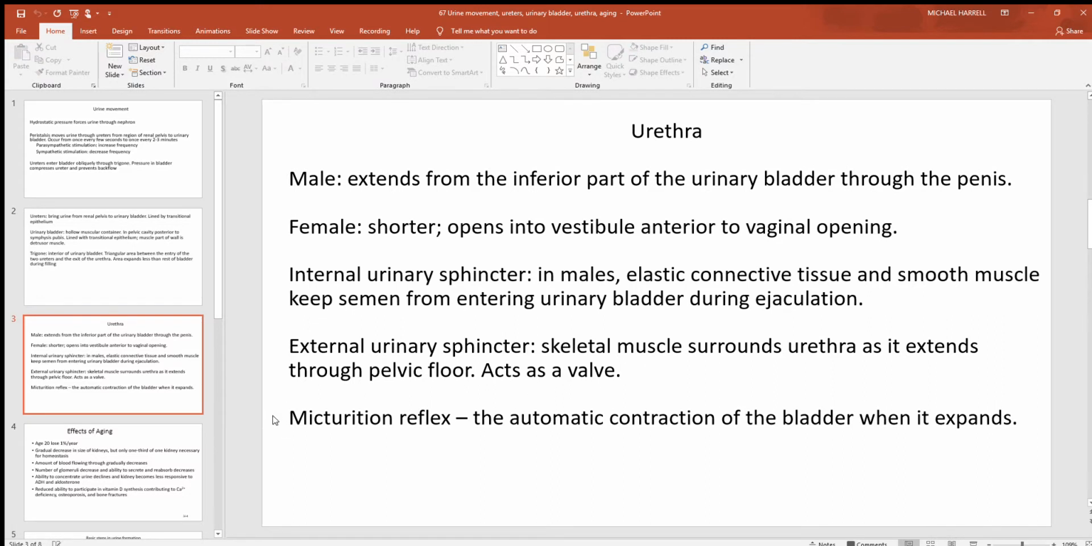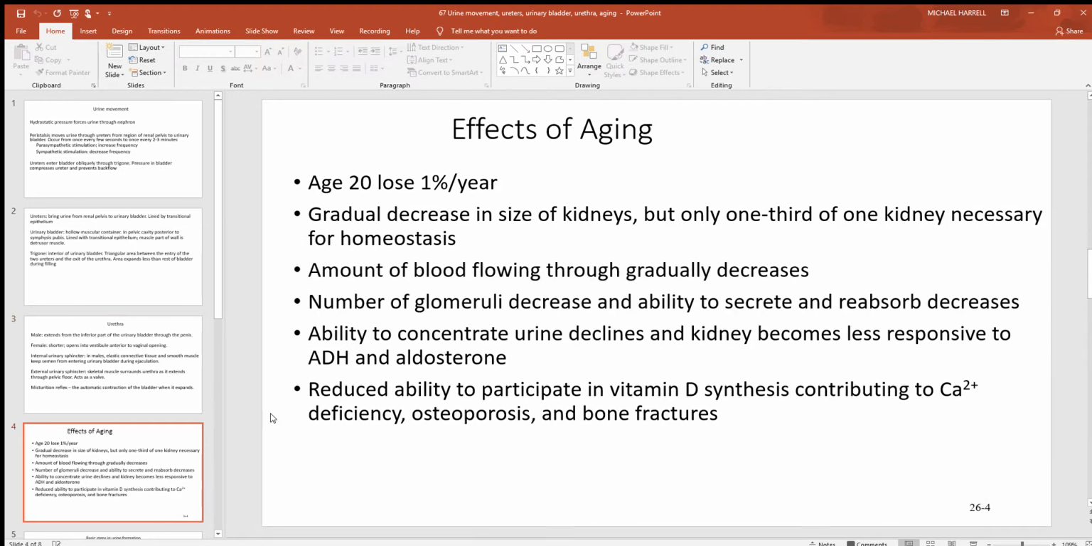And the micturition reflex is the automatic contraction of that detrusor muscle when it expands. So as the bladder expands and the brain detects the stretching of that muscle in the wall of the bladder, that's an autonomic response to empty it. Somehow we learn to override that autonomic response with our conscious thought. This is why you don't automatically potty train a child or a puppy or anything else overnight. We have to learn how to override that autonomic response.